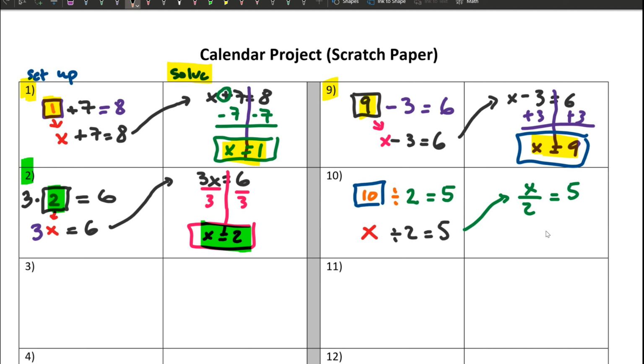Alright, so we're going to solve for x. We need to get rid of the denominator. X divided by 2, so we do inverse operation. Times 2 to both sides, which allow you to cross out the 2. X equal to 10, as we wish.